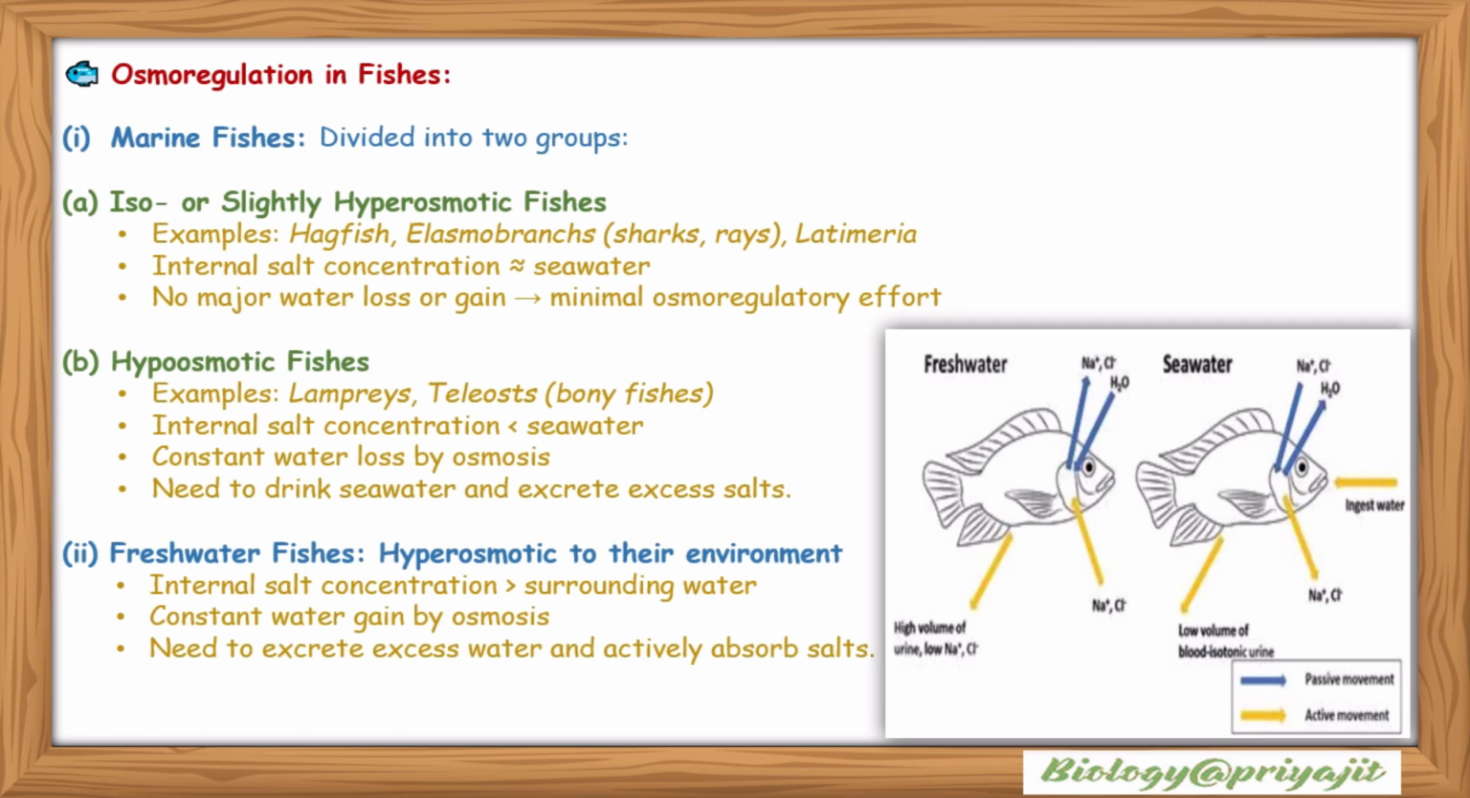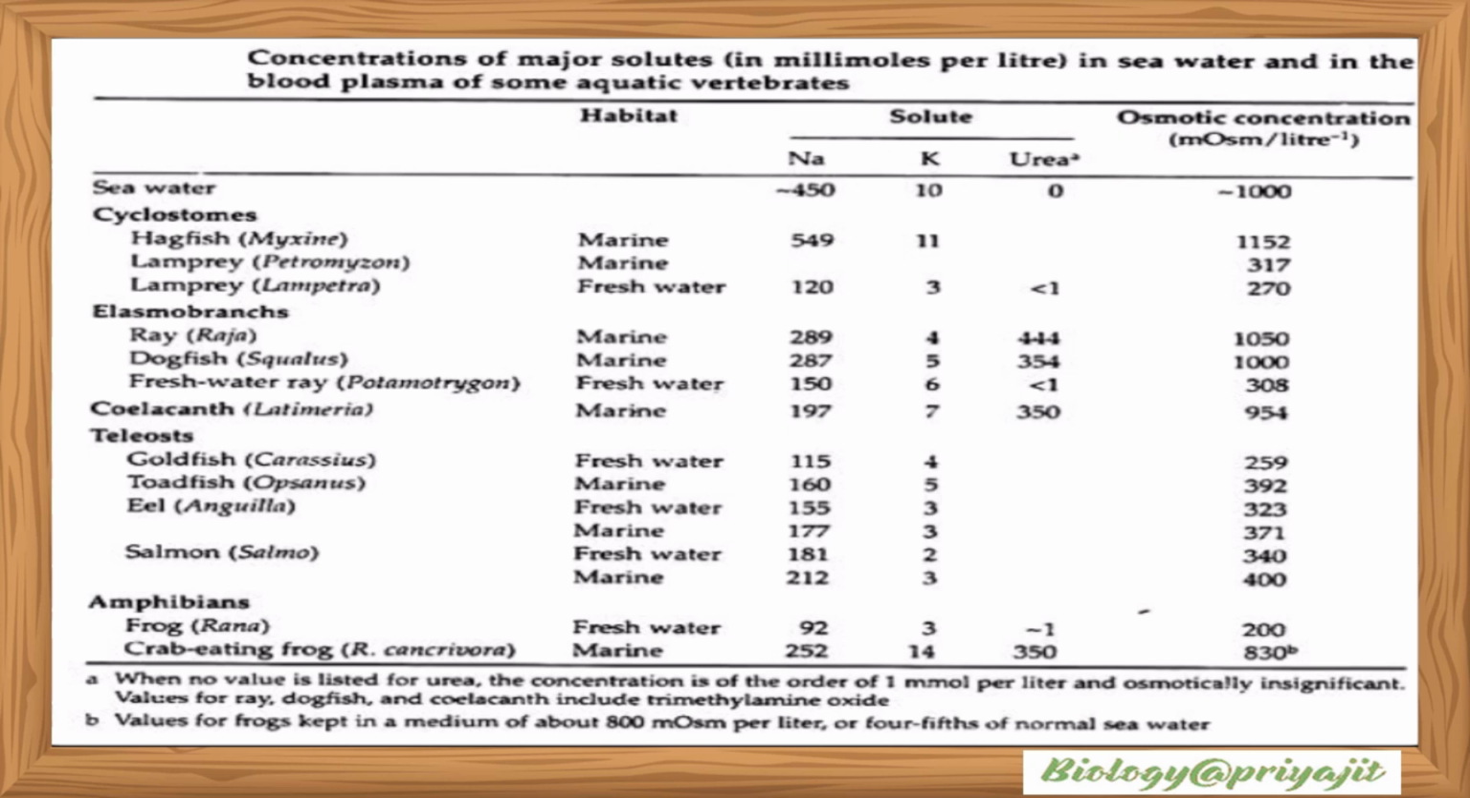But in the case of freshwater fishes, their body is hyperosmotic to their environment, so internal salt concentration is more concentrated than the surrounding water, so constant water gain occurs by means of osmosis, so they need to excrete excess water and actively absorb salts. A summary of various fish species along with their habitats and osmotic characteristics can be found in this table.